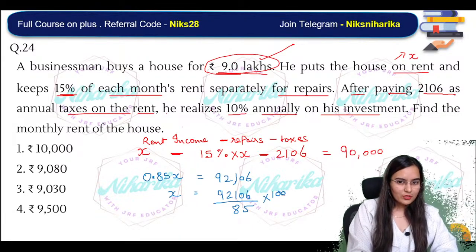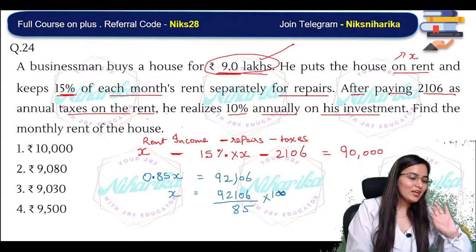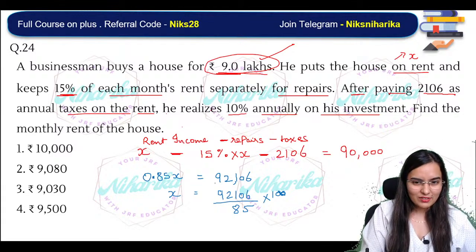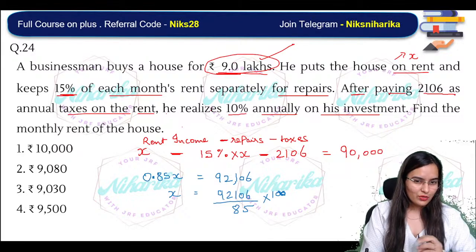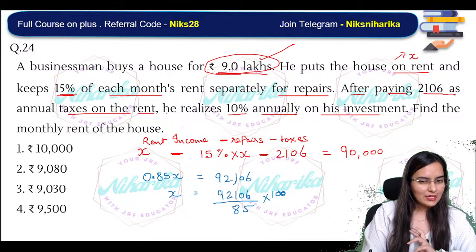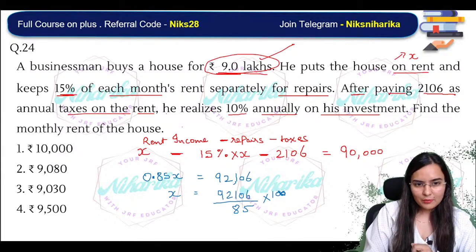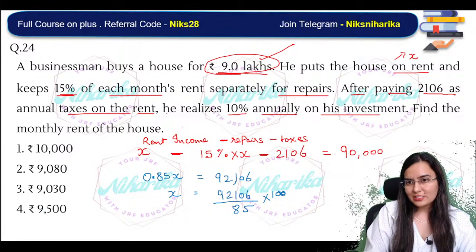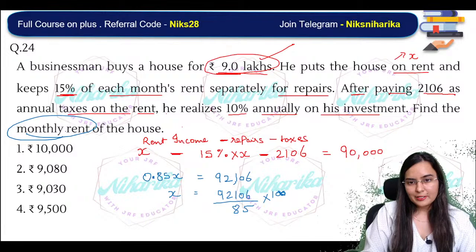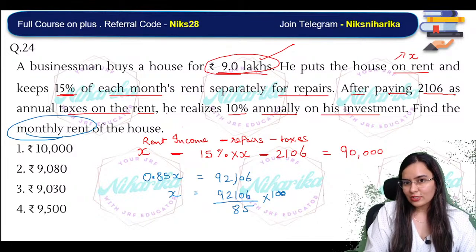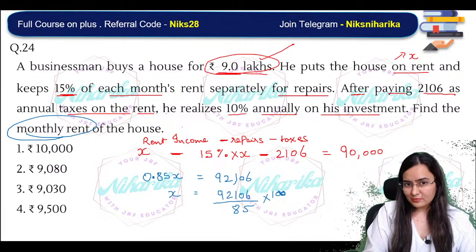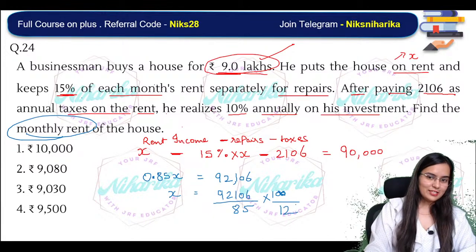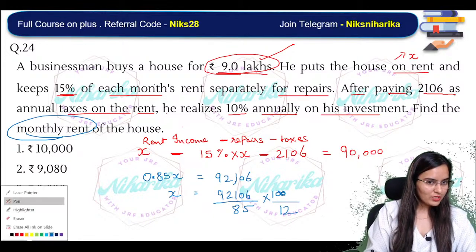Now, this is your annual amount. The question is not asking for the annual amount. If I just divide it by 85%, I'll reach very near 90,000, but the options are very near 10,000 and 9,000. So the question is asking us the monthly rent. Whatever calculation we have done is annual, so if I divide this by 12, then it will be monthly.